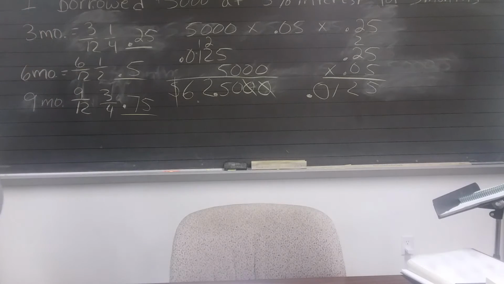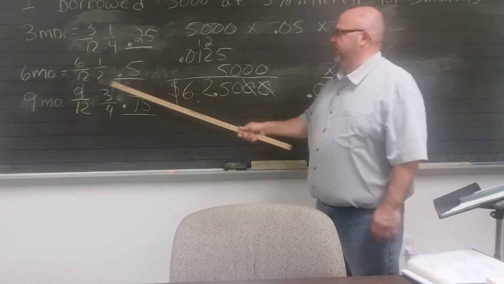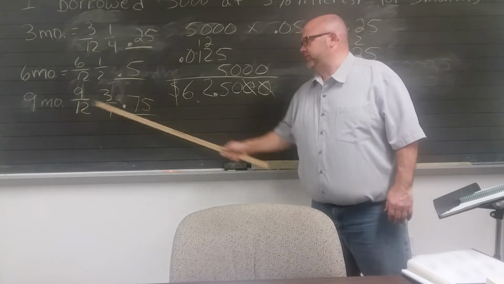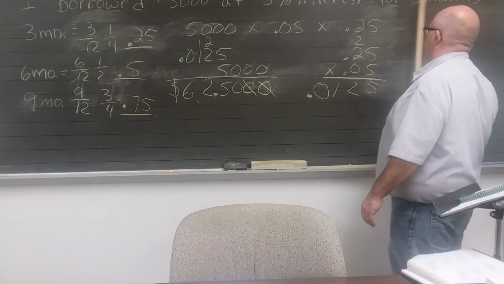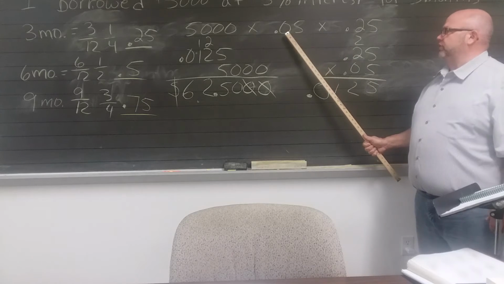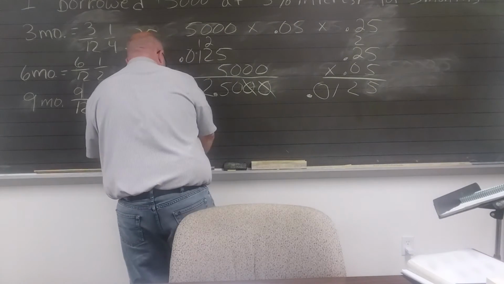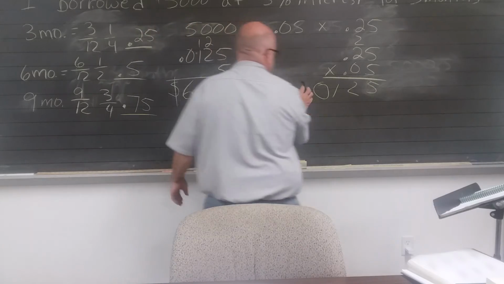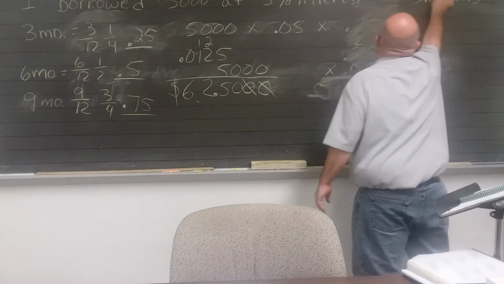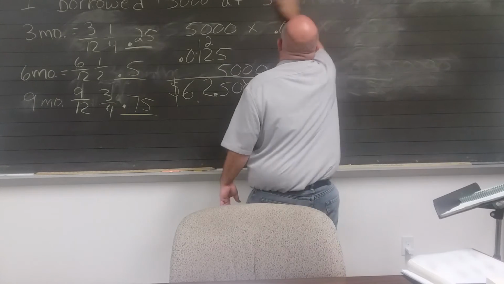Guys, just check that out. That's what's going on. Know these. 3 months, 0.25. 6 months, 0.5. 9 months, 0.75. Multiply, multiply. Pay careful attention to where your decimal point goes. All right. Enough of that one. Check out lesson 143.